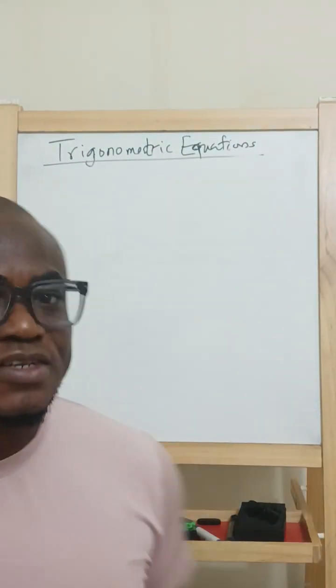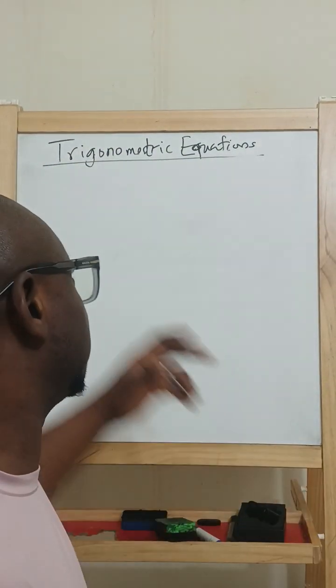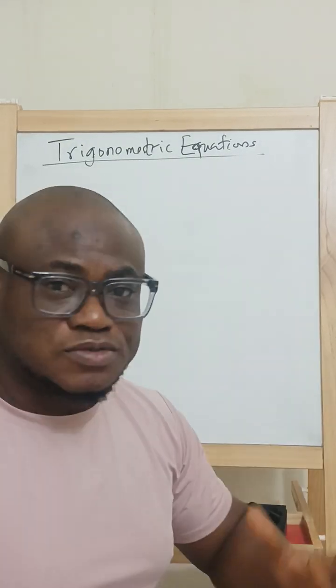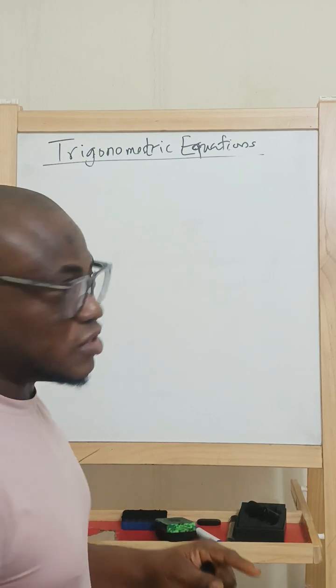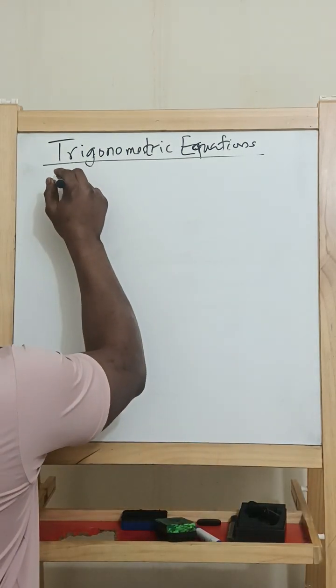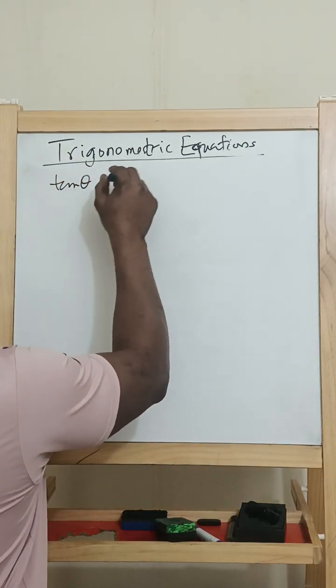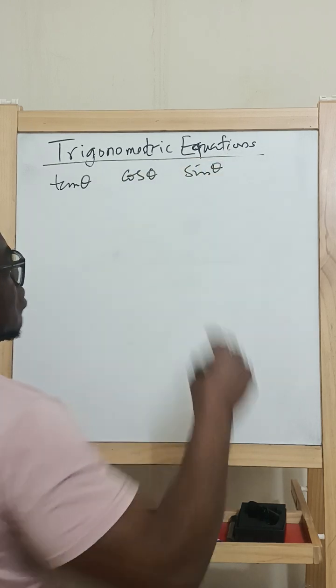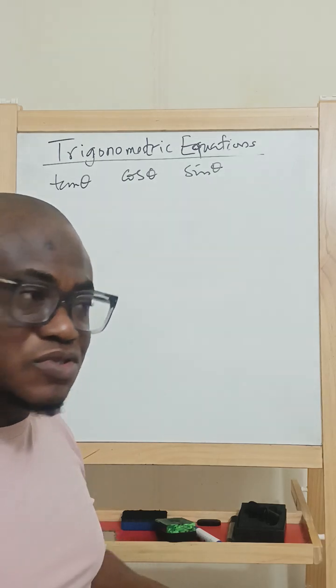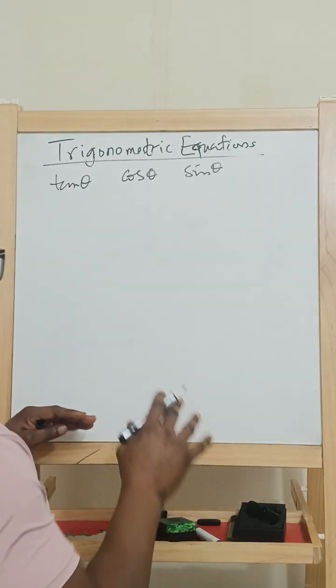So hello, good day. Today we want to look at trigonometric equations. The three ratios that we have are tan theta, cos theta, and sin theta, right? And for these equations we have different curves.